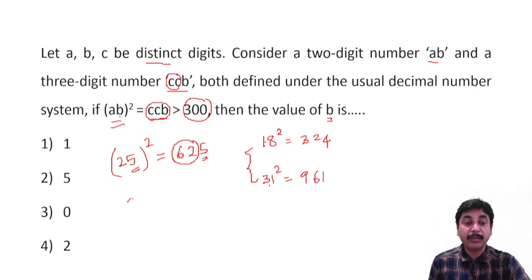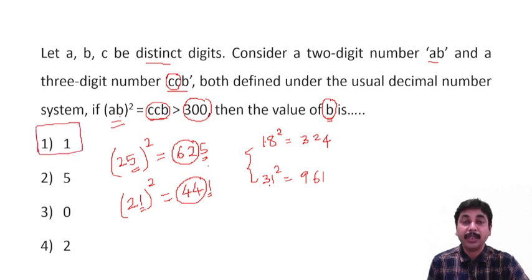If you are good at squares, my dear friend, there is the square of 21, which is 441. Now you can see that this is 1, this is 1, and these both digits are the same. So what you are supposed to find, the value of B, will be 1. So if you know the squares up to 30 only, you will be in a position to answer this question.